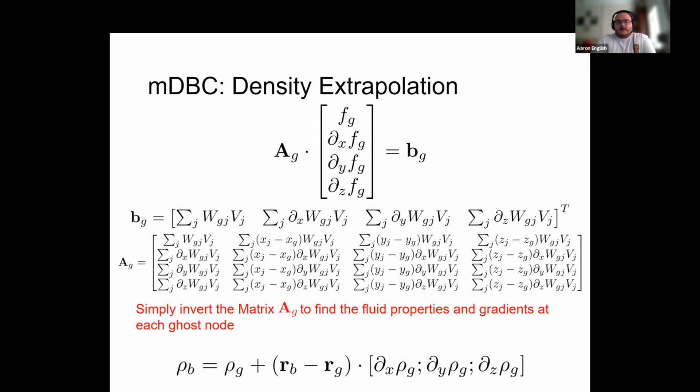So we use this for our density. To get the density at our boundary particle, ρ_B is found from the density ρ_G at the ghost node. And then we use a Taylor series extrapolation using the gradients and the distance between the particles.